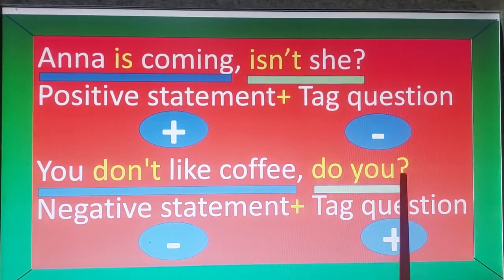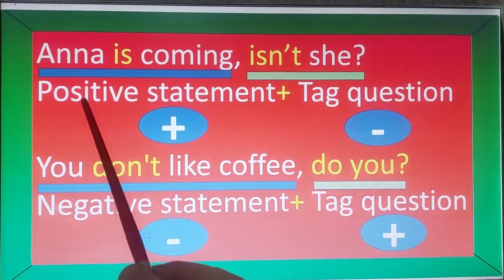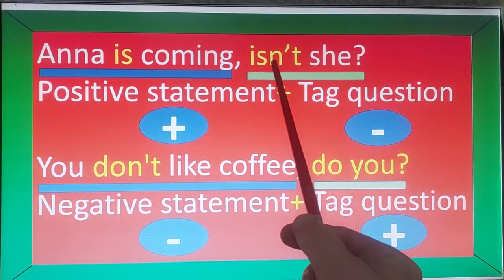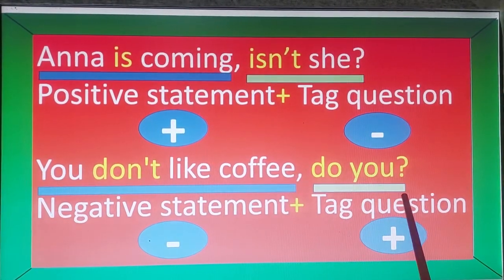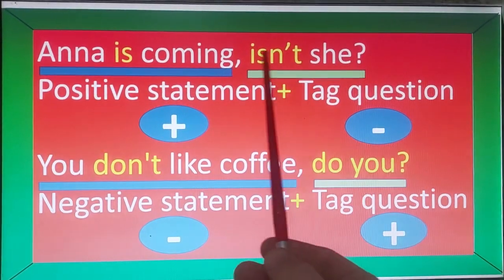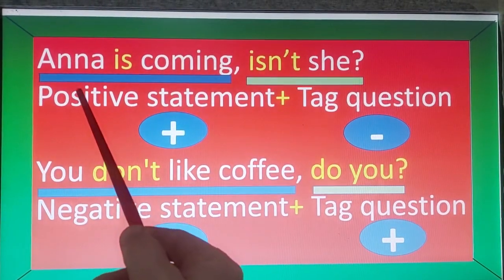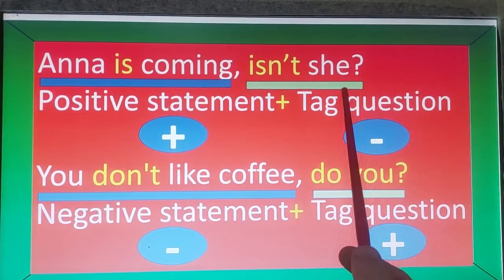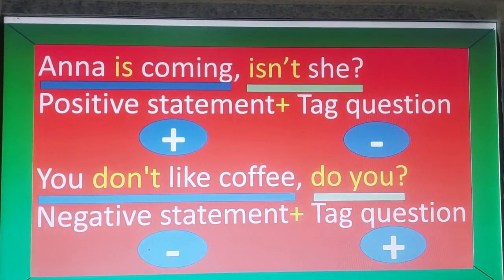Okay? So the first point is we have to use the opposite form. If the statement is positive, use a negative tag question. If the statement is negative, use a positive tag question. The second point, we have to invert the subject and the auxiliary. We are not going to say Anna is coming, she isn't. No. We say Anna is coming, isn't she? We have inverted the subject and the auxiliary.